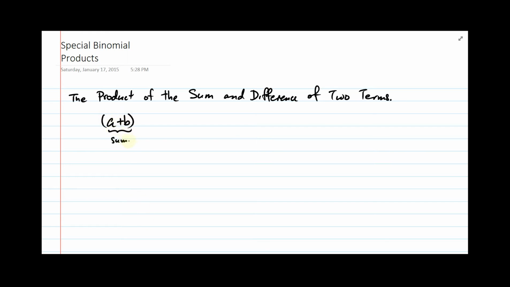So the first one, which I'm pretty sure you are familiar with, is the product of the sum and difference of two terms. What do I mean by that? If I let A and B be my terms, this would be the sum of the two terms as a binomial, and I multiply that with the difference of these two terms.